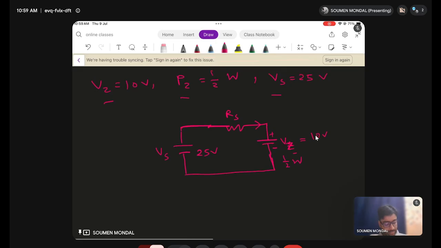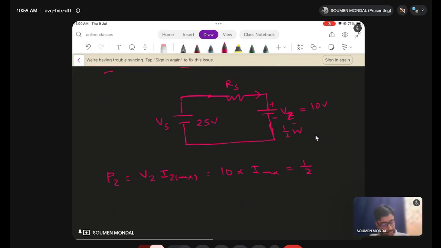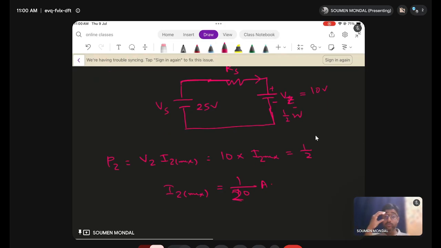So P is Vz into Iz max. Vz is 10, and Iz max I want to find. I know only one thing, the power is half watt. So Iz max becomes 1 by 20 ampere. Sorry, 1 by 20 ampere. So we got our Iz anyway.